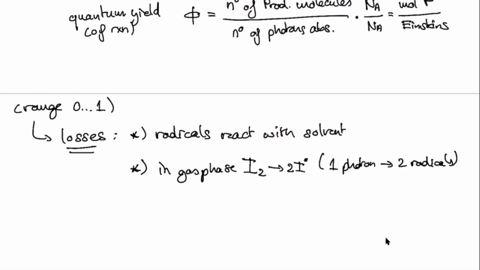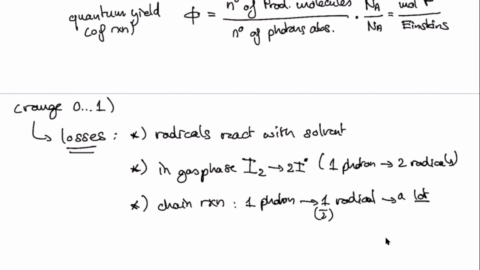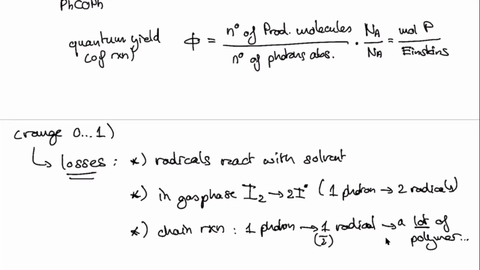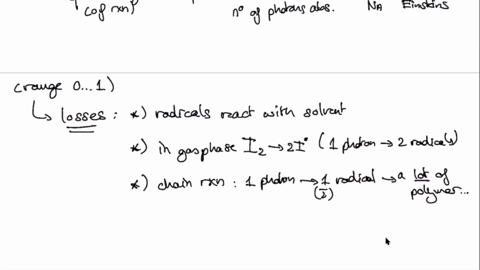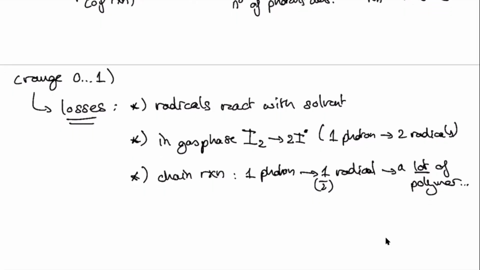And it's even worse if you have, for example, a chain reaction where you have one photon that gives one radical or two, and that gives a whole lot of polymer. So if you would quantify your quantum yield as that, the number of product molecules would be quite enormous, right? Versus the number of photons absorbed. If you would do it by mass, for example, if you would just weigh your yields out at the end.